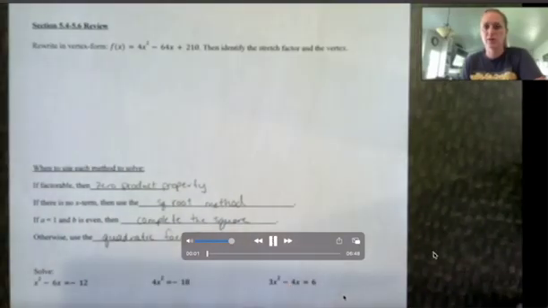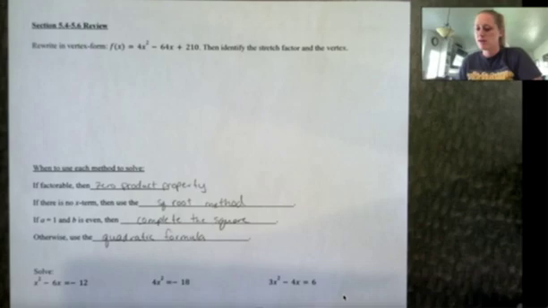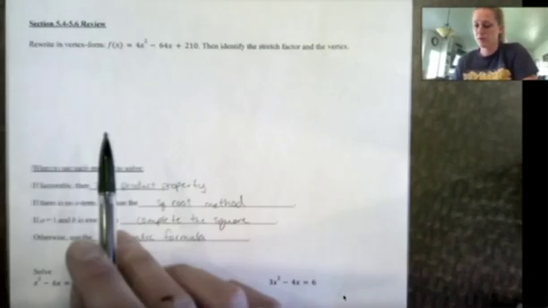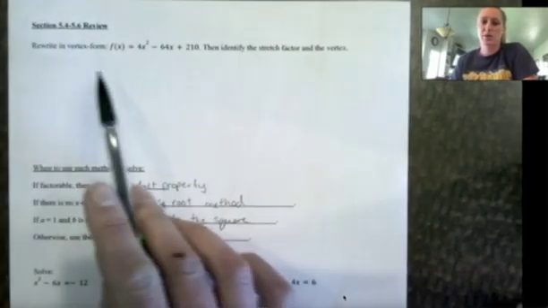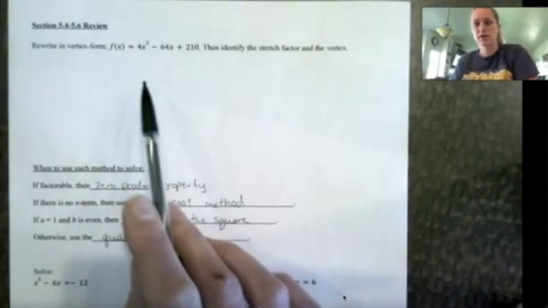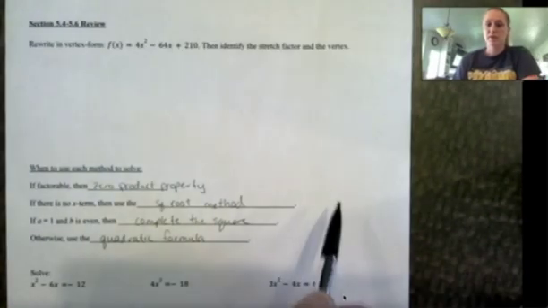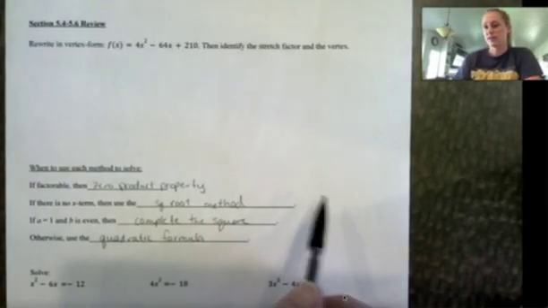I'm going to do just a couple examples from 5.4 through 5.6 as a way of reviewing. So here's some of the topics that we worked through. We're able to look at a quadratic in standard form and rewrite it in vertex form by completing the square. And then we're going to identify the stretch factor and the vertex from doing that. So if you recall, this is vertex form.